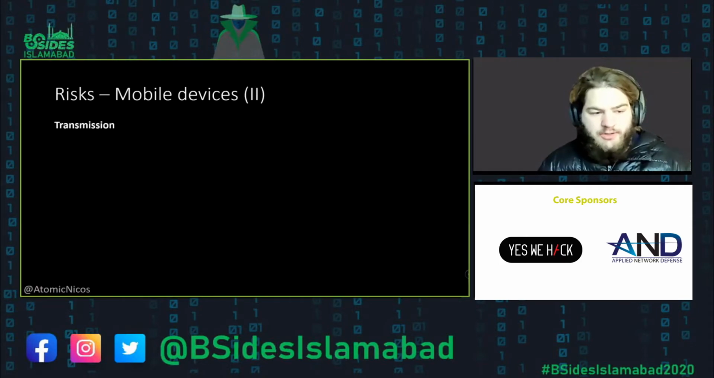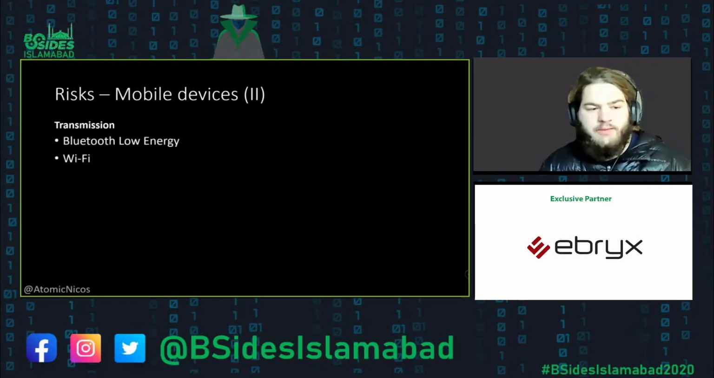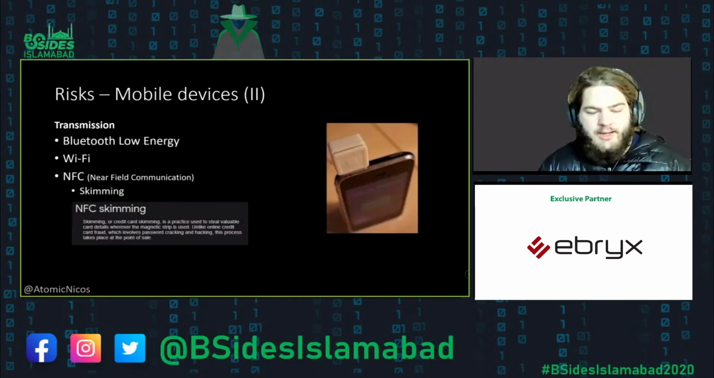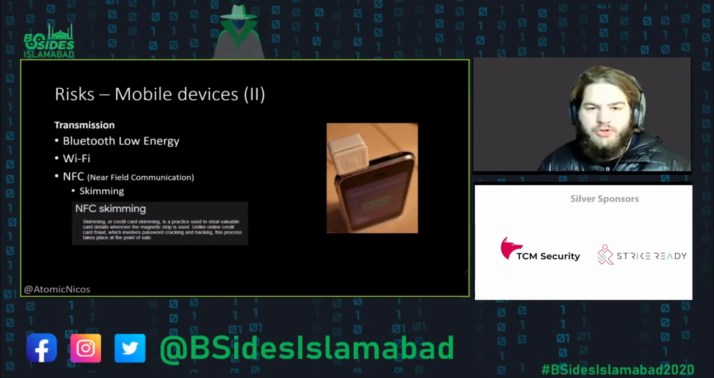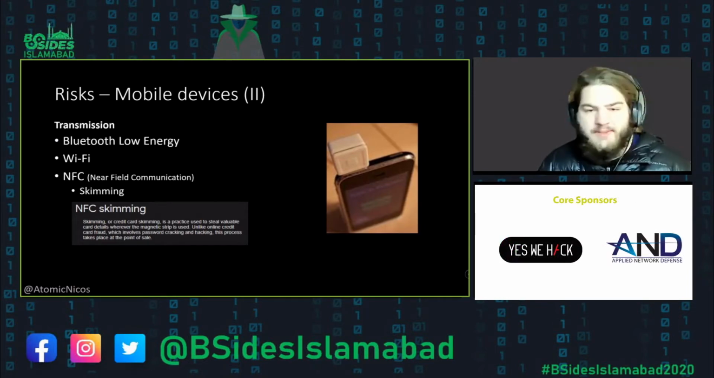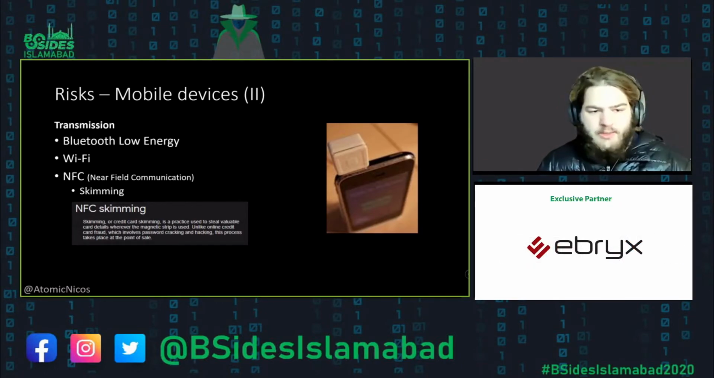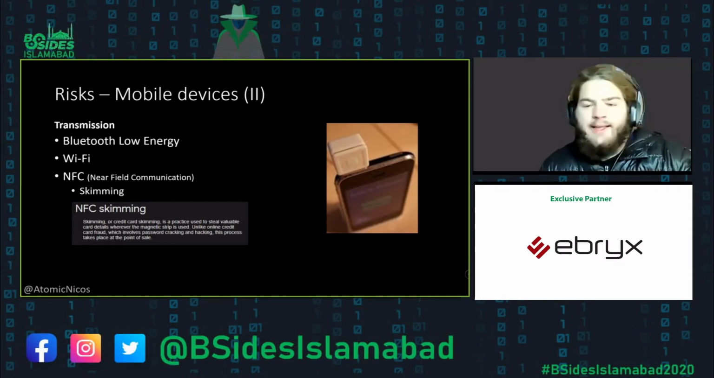In terms of transmission, well, the usual Bluetooth Low Energy, Wi-Fi, etc. NFC, so near field communication, is vulnerable to skimming. You can put NFC skimmers on bank terminals, stuff like that. Well, more usually on terminals at shops and stuff like that. And you can just skim some credit card details and reuse them. So that's fun, I guess.